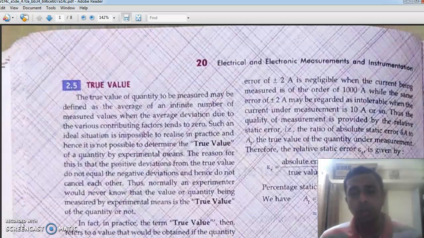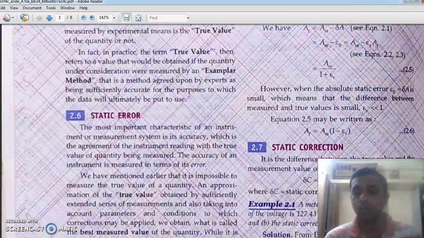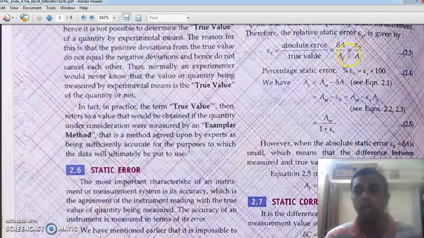So there is another way, that is, error is actually specified in terms of percentage. How much percentage of the true value is the error? That is the way we have to go. So that is where the relative static error is important. That is nothing but epsilon r, and as I define, epsilon r is nothing but epsilon naught by At. So how do you express it in percentage? Simply multiply by 100, you get it in percentage.